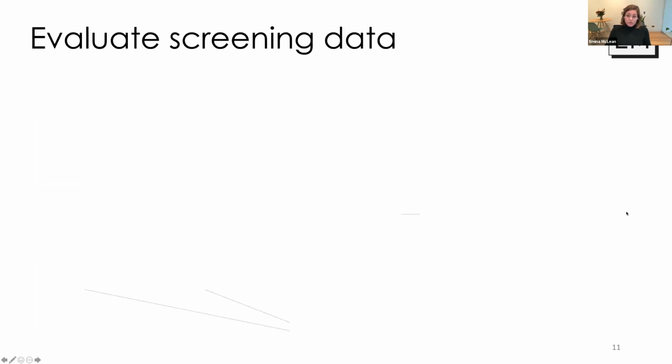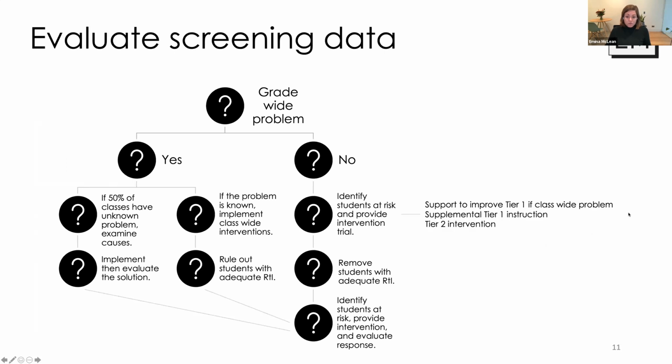So after we've assessed, we have to evaluate the screening data. This is a table that I originally saw in a book that I'll show you the reference for at the end of the presentation, but we have to evaluate the screening data. Now, the first point is, is there a grade-wide problem? How we answer that is, do more than 50% of classes have a class-wide problem? A class-wide problem basically means in an individual class 30, 40, 50+% of students are struggling.